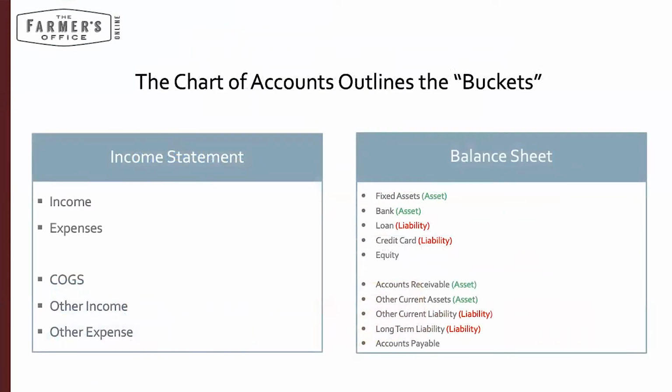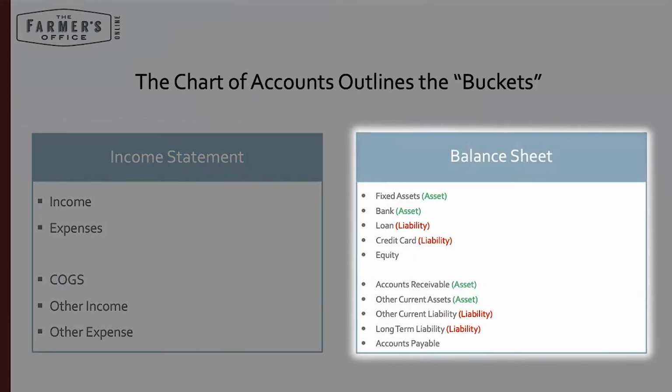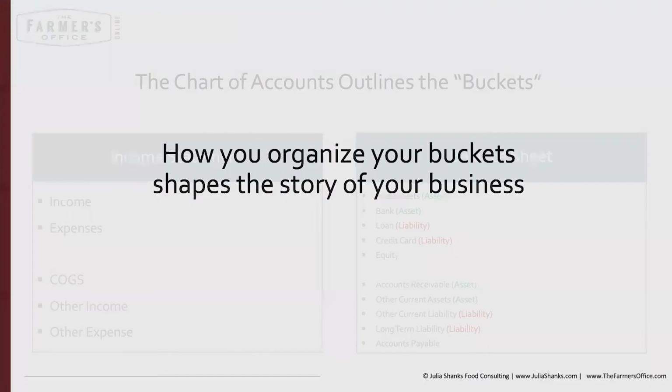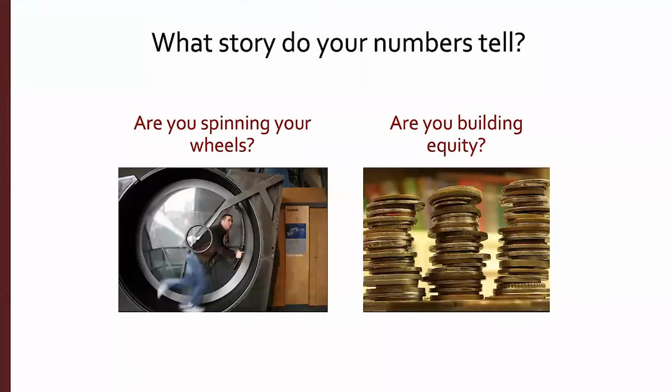These buckets in the chart of accounts have categories that are either going to be on the income statement or the balance sheet. So as we select the type of buckets and how we name our buckets, we want to determine, do we want these categories to be on the income statement or on the balance sheet? Things that are income and expenses, cost of goods sold, those are going to be on the income statement. Things like assets or bank accounts, credit cards, and accounts receivable, those are going to be on the balance sheet. And how you organize your buckets, how you organize your chart of accounts, shapes the story of your business. So what story do you want to tell? Are you spinning your wheels or are you building equity?